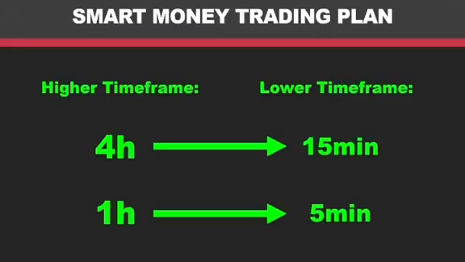If we analyze the market structure and find optimal trading zones in 4 hours, we will look for confirmations and entries in 15 minutes. Similarly, if our higher time frame is the 1-hour chart, we will zoom into 5 minutes to open positions. Now I have simplified this trading plan into 5 simple steps.